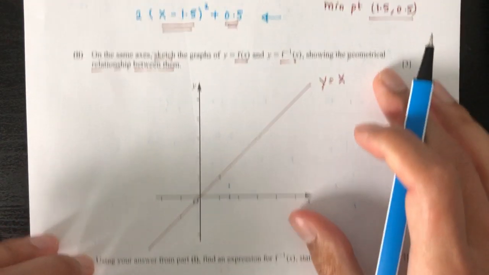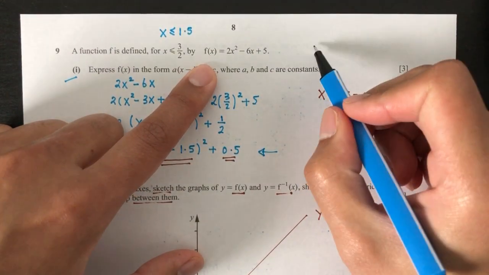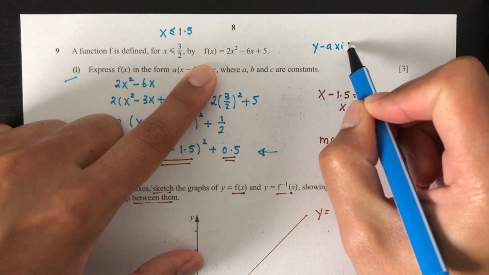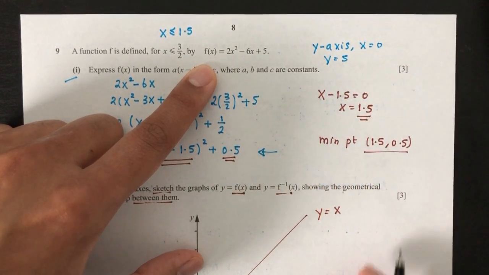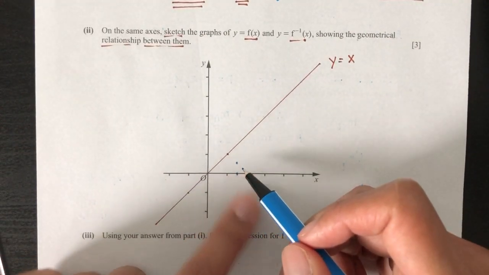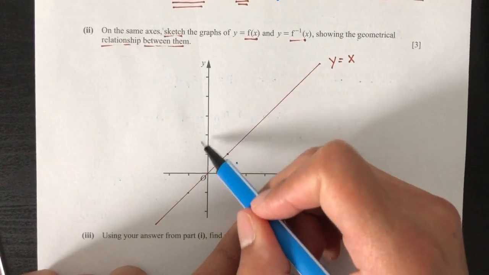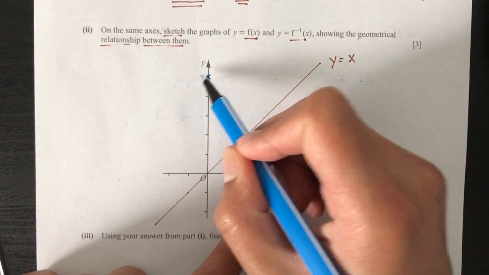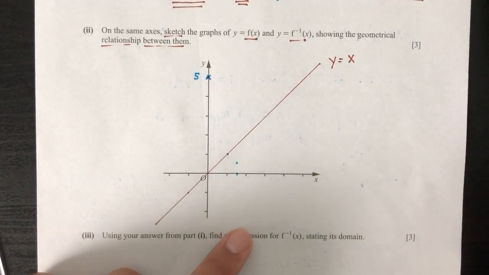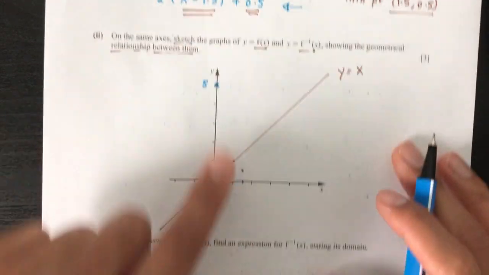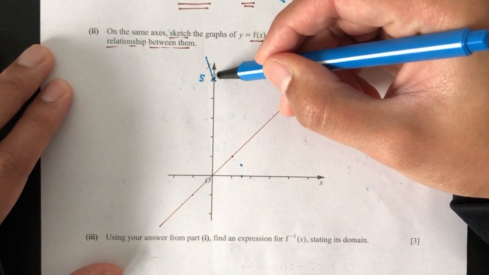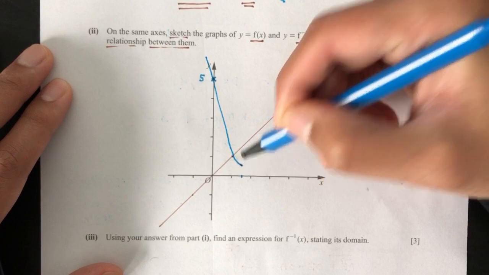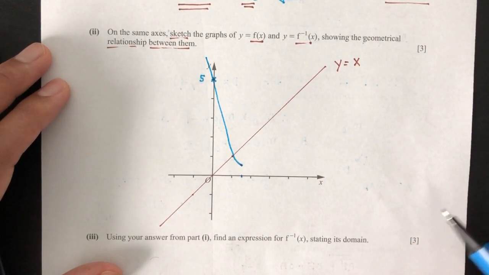And let's see where it cuts your y-axis. So at the y-axis, the value of x is 0. So y is equal to 5. Okay, so this will cut your curve at the point 5. 5 will be 1, 2, 3, 4, 5. Let's say this is 5. It is only defined for the region less than or equal to 1.5, so it will be on this side only. So let's draw this. It should look something like this.